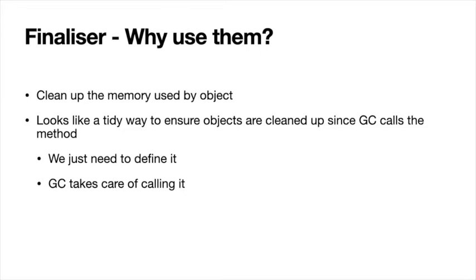So why do we use finalizing? Well, as the method name suggests, it's the last thing the system will invoke before the garbage collector reclaims the memory. So it cleans up. You're using this to clean up the memory used by your object. So you're enforcing some good memory management practices, and it looks like a nice way to ensure objects are cleaned up when the garbage collector calls the method. All we have to do is define it and do the necessary tidying up in our class, as we know what we're doing with our class and its references, and the garbage collector takes care of calling it.